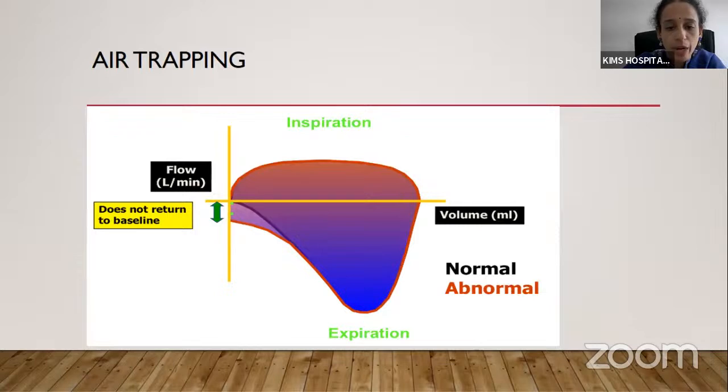If the expiratory flow does not reach the baseline and it ends over here, then the complete emptying of the air during expiration did not happen, and it has led to air trapping. So if we see in this flow volume loop that it has not reached the baseline, then you should suspect air trapping over here.